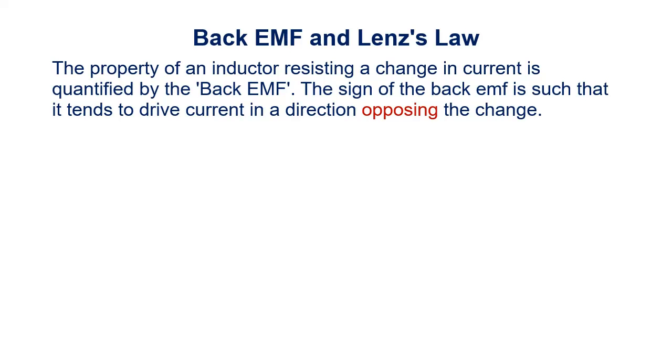The property of an inductor resisting a change in current flowing through it is quantified by the back EMF. The sign of the back EMF is such that it tends to drive current in a direction opposing the change. Let us consider an inductor carrying a constant current denoted by the red arrow. External forces are trying to reduce this current denoted by the blue arrow. Back EMF, generated between the inductor terminals, will try to resist this change, and therefore try to drive current in the direction shown by the green arrow. Therefore, the polarity of the back EMF will be as shown by the plus sign.